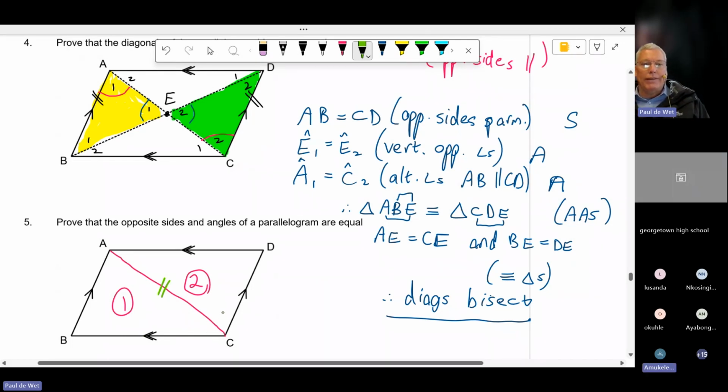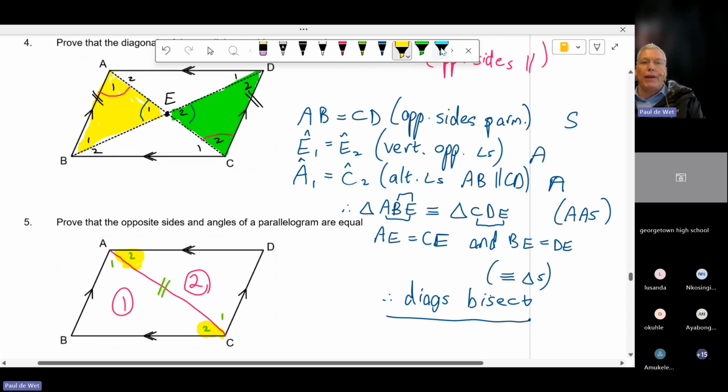Can anyone tell me, if this is 1 and 2 and this is 1 and 2, about C2? What is C2 going to be equal to? A2. C2 will equal A2. Why? Alternate angles. So far, I've got the common side and I've got an angle.